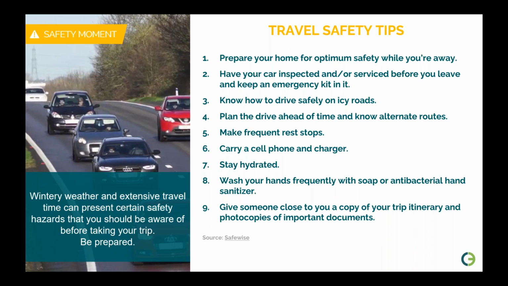I know ice is not typically a problem right now in May, depending on what part of the world you're in, but hot roads can also be a hazard. If it just rains, it can become slick as well. Plan the drive ahead of time and know alternate routes. Always make frequent rest stops. Carry a cell phone and a charger. Always stay hydrated. Wash your hands frequently. And give someone close to you a copy of your itinerary so that you can have some people that know where you are.